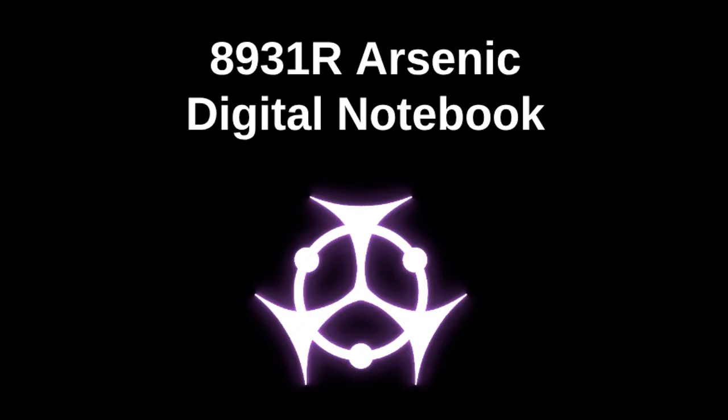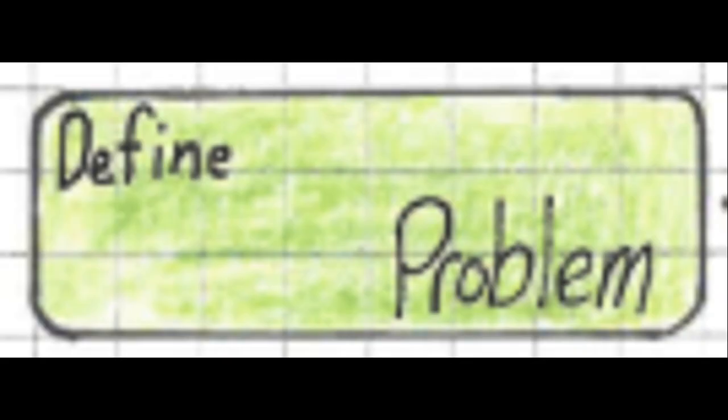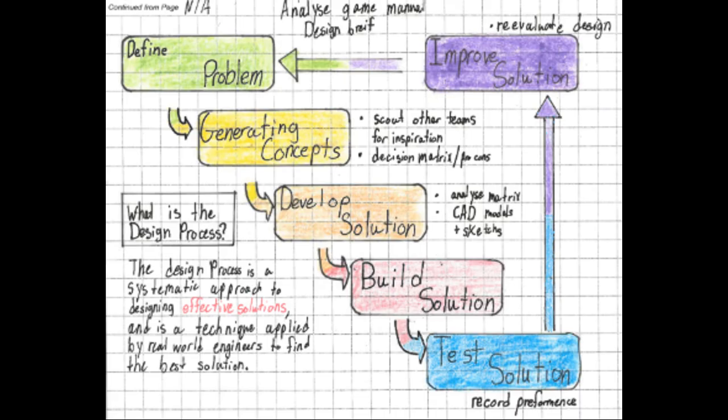Now, we are going to talk about the biggest, meatiest part of robotics, the engineering notebook. The engineering notebook is comprised of defining the problem, generating concepts, developing your solution, building your solution, testing the solution, and then improving the solution. And you go back and repeat in a loop. The engineering notebook is very nuanced. The game changes every year, so your engineering notebook won't always look the same.